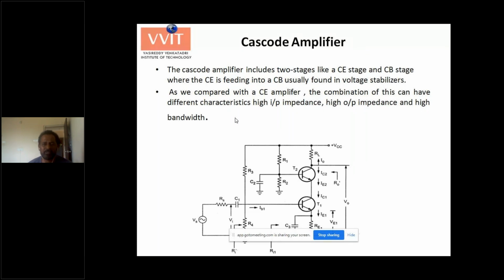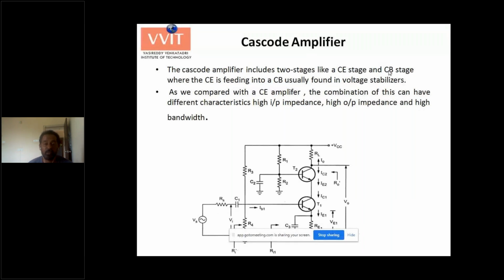Previously, the voltage stabilizers course existed somewhere before the 90s, but right now it is removed from the usual core subject courses because there will be no more advancements. So the cascade amplifier finds application in voltage stabilizers. What is a cascade amplifier? First stage is CE, second stage is CB. Simple. The CE-CB combination is called a cascade amplifier.